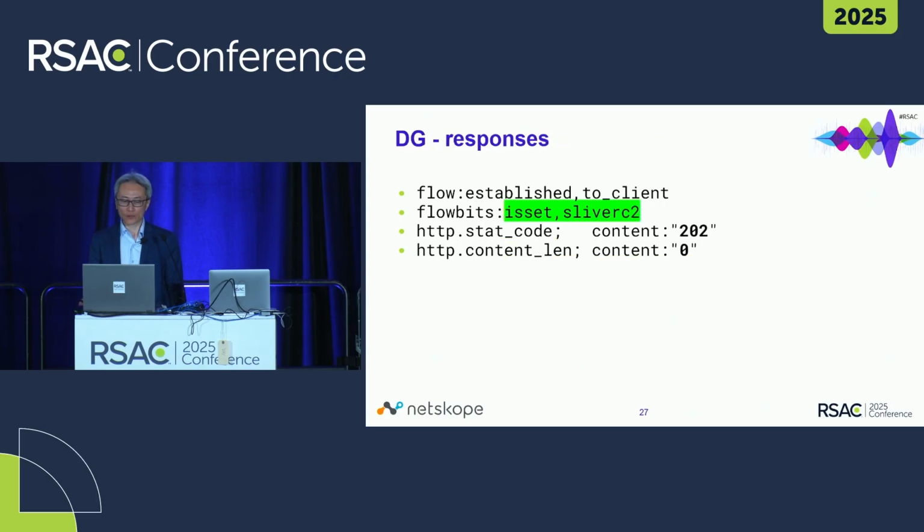And in another rule, we could further check if that special flag has been set or not. If that's been set and the status code is 202 with content length 0, we could say that we might have a strong indicator that some Sliver C2 might be running on the way.